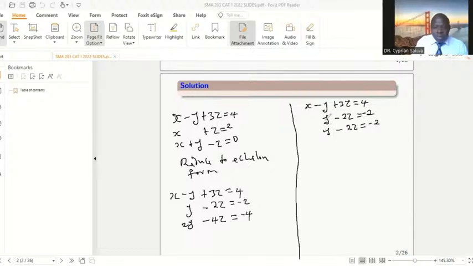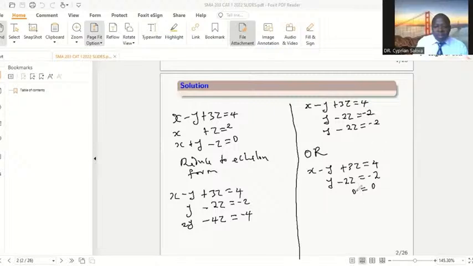Now, I want to use this second equation to create a 0 here. So I'm subtracting the second equation from the third equation. The first equation is x minus y plus 3z is 4. The second equation remains what it is. Now subtract the second equation from the third equation. I would have a 0 here, and then a 0 here. So I have a 0 on the left side and a 0 on the right side, since negative 2 minus negative 2 is equal to 0.